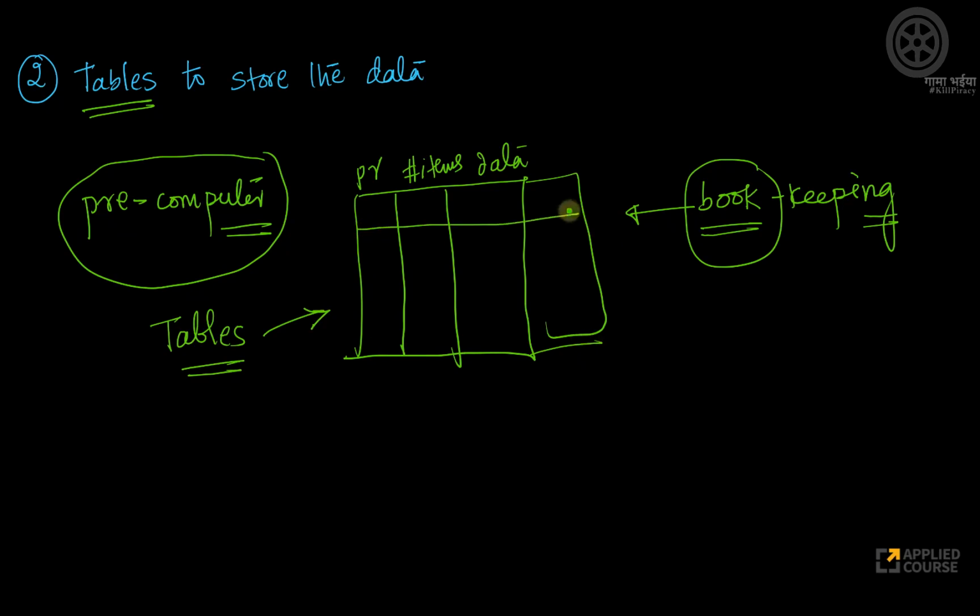So let's say a product could be a Nike shoe. How many items do I have? I have 5 items. On what date did I purchase these items? How many more do I need to order from the supplier? All this data was stored in tables, even in the pre-computer era.